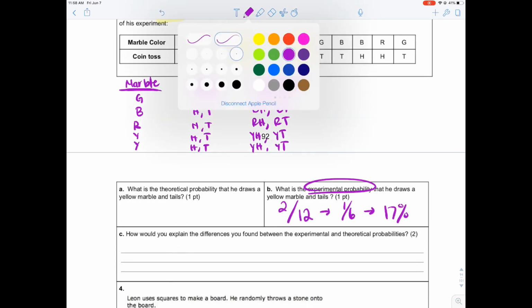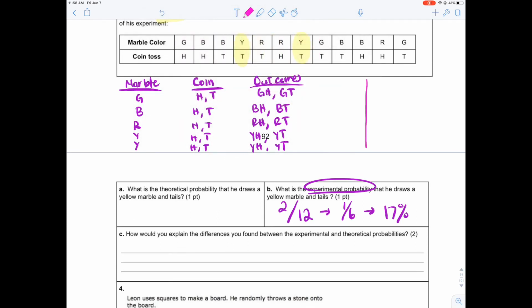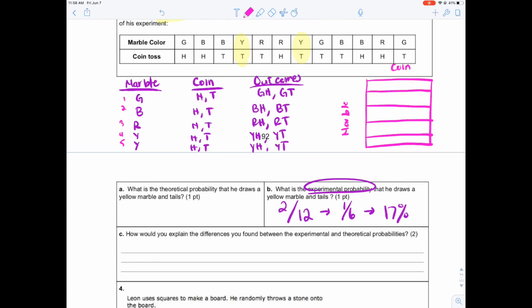I also want to do an area model really quick. Okay. So I have my square. My left side is going to be my marble. And then my top side is going to be my coin toss, right? So again, I need to think about how many different options I have for marbles. So I count 1, 2, 3, 4, and 5. So I'm going to split my square horizontally into 5 equal sections. So 1, 2, 3, 4, and 5. There we go. More or less 5 equal sections. And I'm going to label the colors here. So there's a section for green, blue, red, yellow, and yellow.